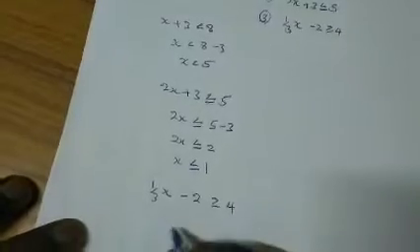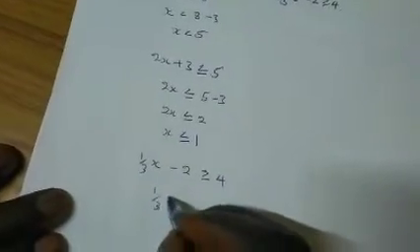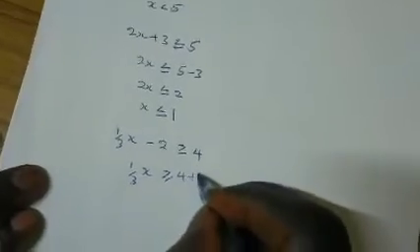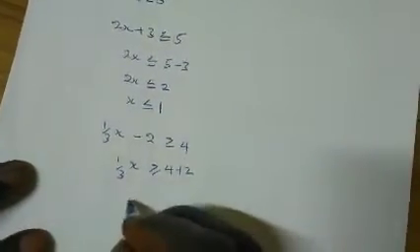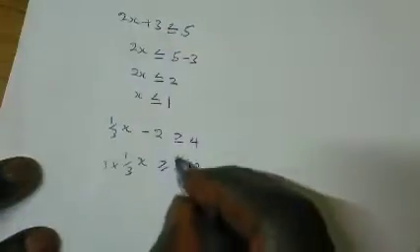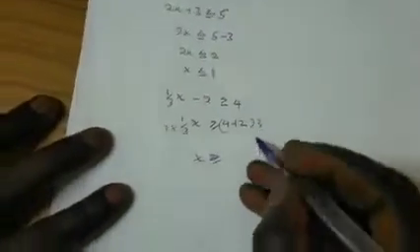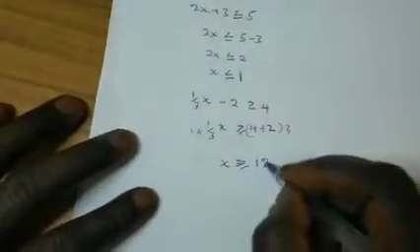Number 3, we have one third x minus 2 is less than or equal to 4. So we take 2 to the other side so that we have one third x is less than or equal to 4 plus 2, which is 6. So you multiply both sides by 3, and therefore x is less than or equal to 18.